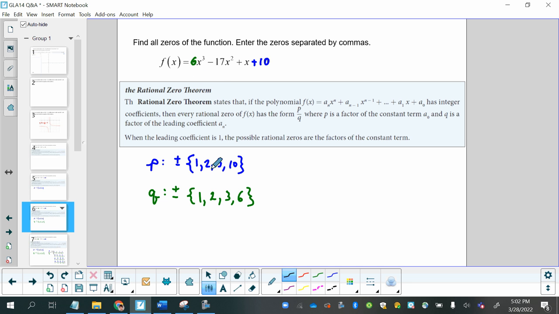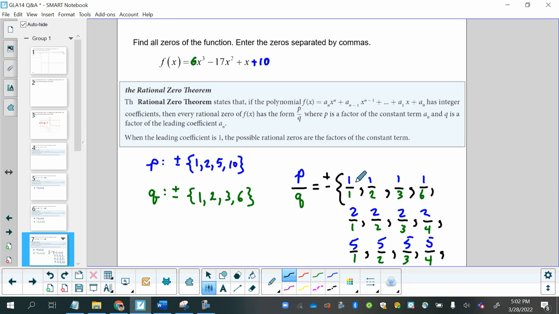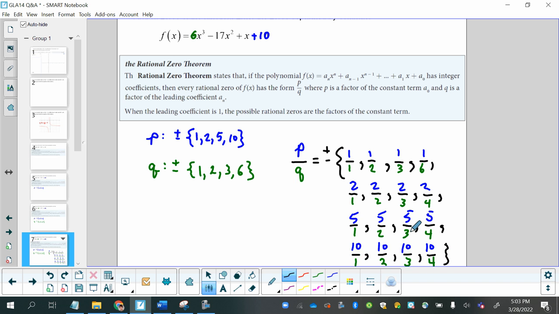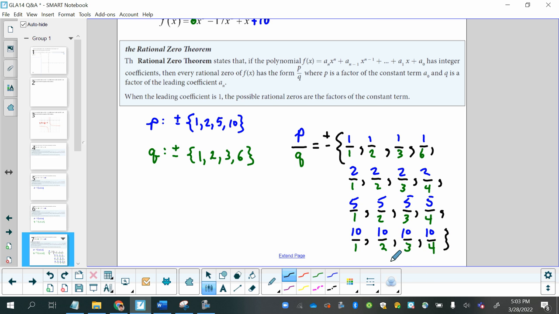I have listed out all of the factors of each of those numbers, and then we're going to create ratios or fractions using those. I do a systematic approach here. I will start with the first value of p on top of each of the values of q. You can see I have 1 across the top of all these, so 1 over 1, 1 over 2, 1 over 3, 1 over 6. That's the first row. Then I moved on to the 2 for the p, so 2 over 1, 2 over 2, and so on, until I have all of the possibilities listed out.